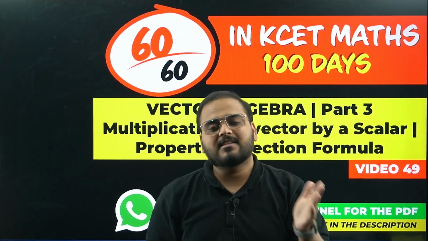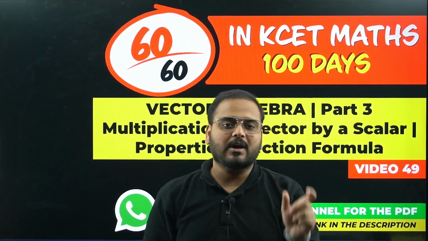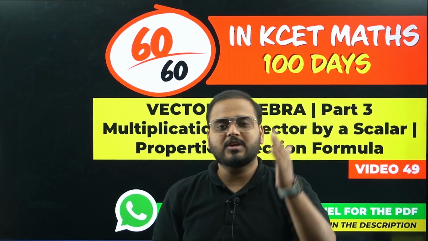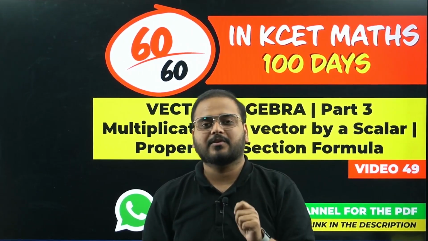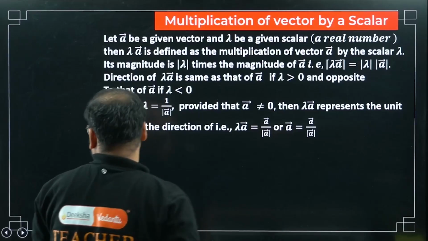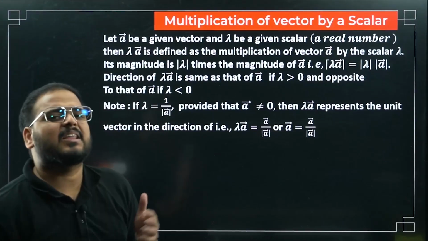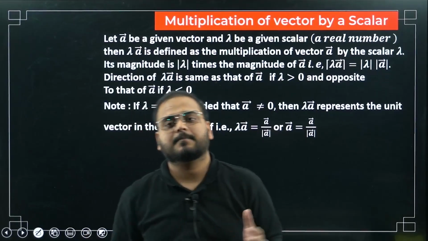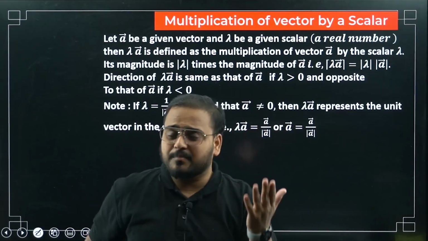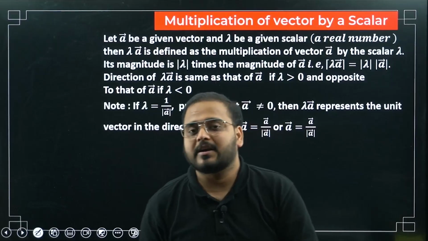So let me begin with the first thing. What is it? Scalar multiplication of vectors. It means how can we multiply a scalar number, 2, 3, 2 by 3, any number with a vector. So the first thing is multiplication of a vector by a scalar number. First understand scalar number. A scalar number means it will be a real number. It can be a fraction, it can be a negative number, positive number.